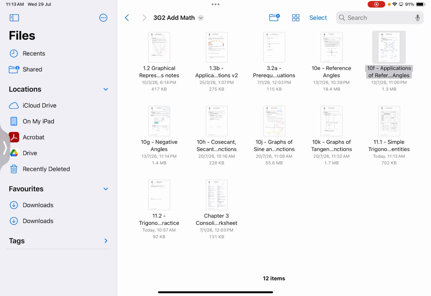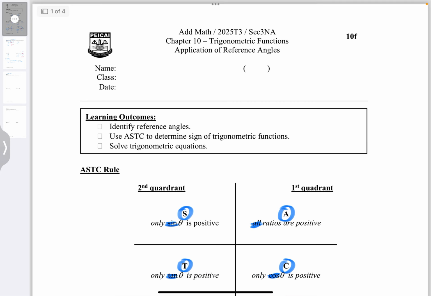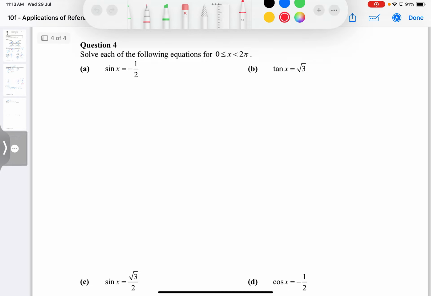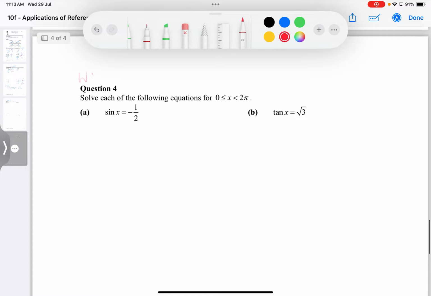A, B, C, D, E, F. F is here. Yesterday I went through question 3, so today I will go through question 4. This is worksheet 10F. The way we do it is the same as yesterday. Yesterday I went through the steps for solving. You all remember?